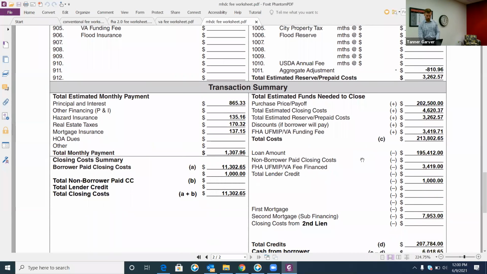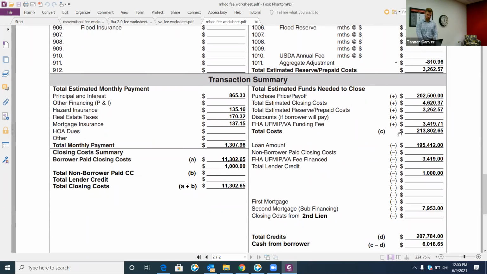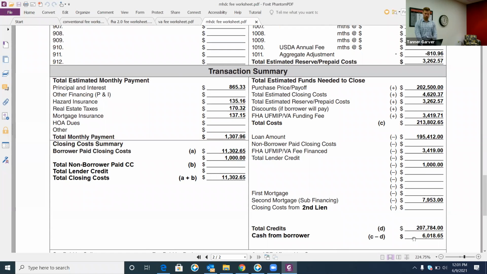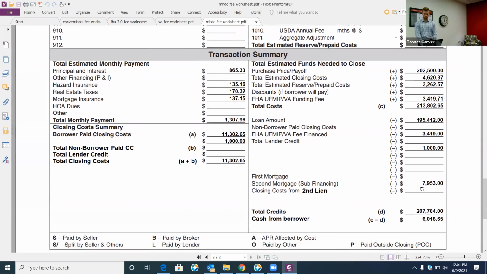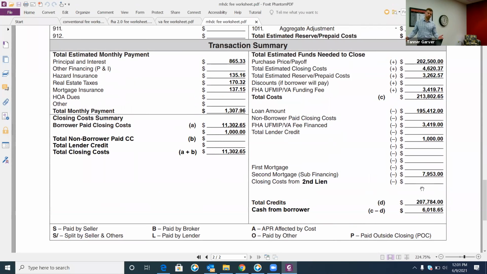Where it's different, and this is where you can see the benefits of MHDC, is the cost of the loan. They are higher costs. You can see the closing costs cost them almost $8,000. However, he got the second mortgage right here from MHDC for $7,953. So he covered almost all of his closing costs because of the second mortgage of 4% of the loan amount. So he only had to bring $6,000 to close. So MHDC, yes, if it's the only option possible to get a house.